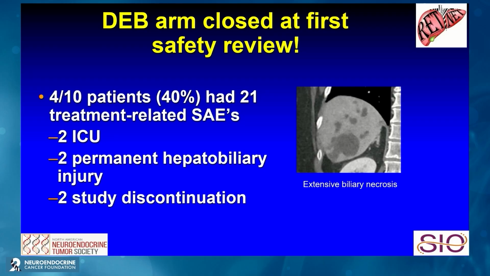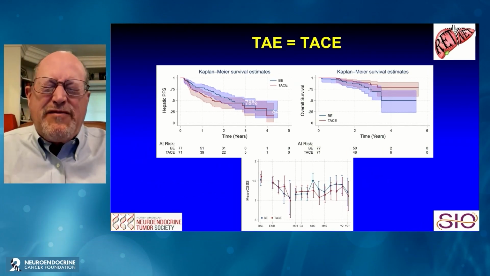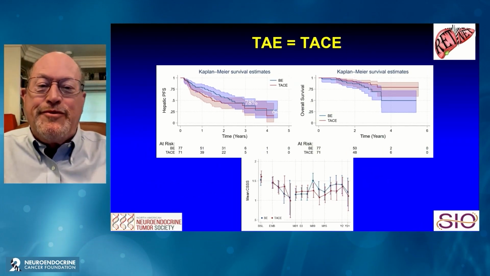So this confirmed what had been suspected from some prior single-arm studies, that the drug-eluting bead technology was too toxic to be used in neuroendocrine tumors. And in fact, it's already been stated in the NCCN guidelines you should not use this technique. So that left us with just the bland arm and the conventional chemoembolization arm.